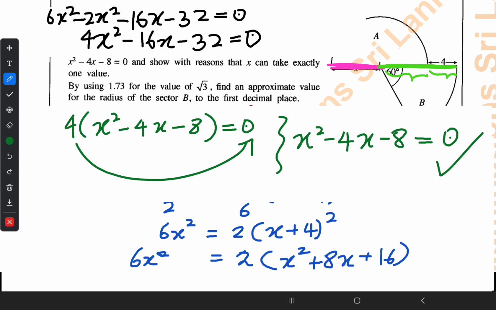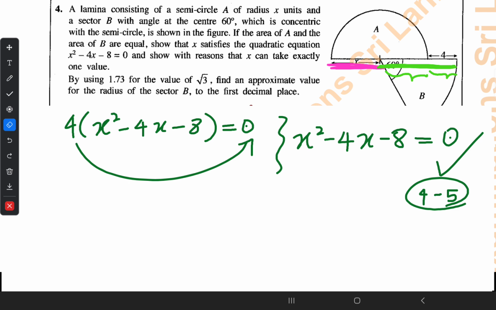When you show up to here, you will get 4 to 5 marks. 4 to 5 marks, very easy thing. There is no direct question. They just gave that we have to show the areas of these two sectors are the same. Likewise, we have to show the given quadratic equation. That's all. We showed the given equation.